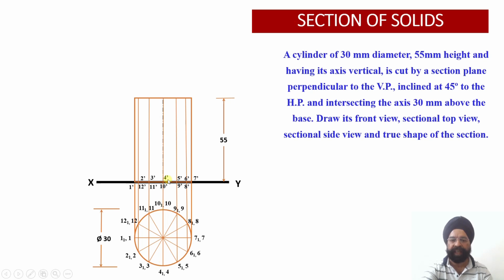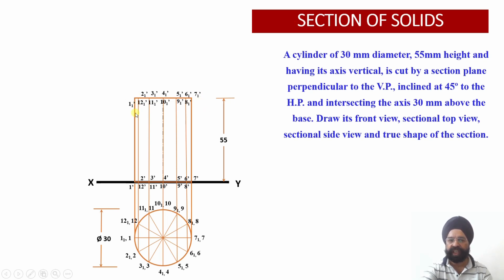Projectors through 4 and 10, I am getting 4 dash and 10 dash onto the base or the XY reference line. If I draw projectors through 5 and 9, the base projections will be 5 dash and 9 dash. Similarly, through 6 and 8, I am getting 6 dash and 8 dash on the XY reference line, that is onto the base. And finally, if I draw a projector through 7, then 7 dash is the projection obtained on the base. Similar projections are obtained onto the top face of this particular cylinder.